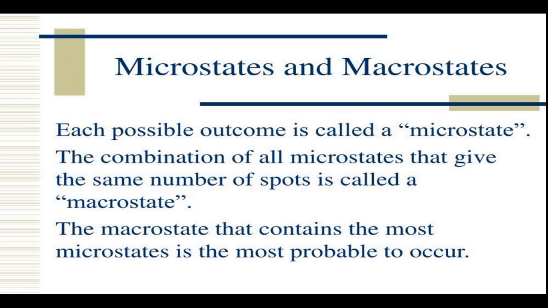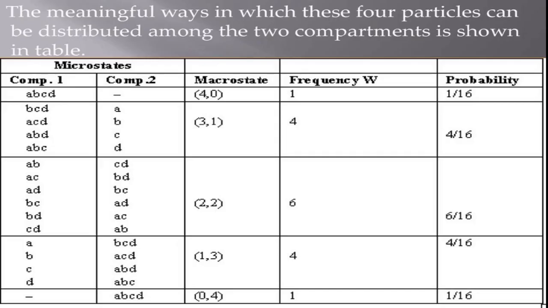And the possible outcome, the possible combinations due to all these arrangements, will be known as a macrostate. So microstates are the distinct or meaningful arrangements, and the overall distribution we achieve due to these microstates is what we call a macrostate. Now let's understand with an example what microstates and macrostates are.